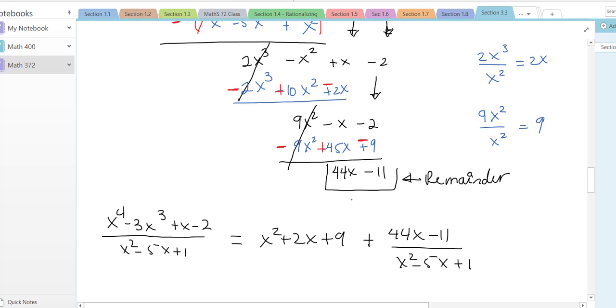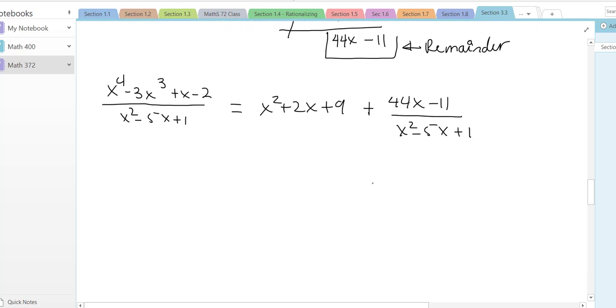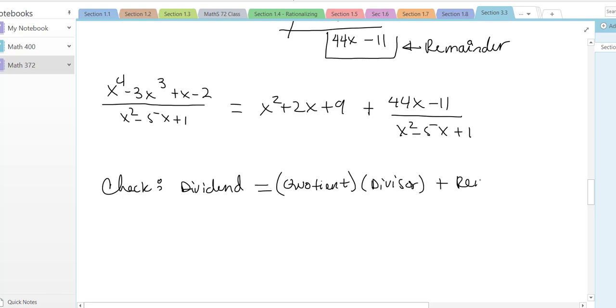So that remainder is a little concerning. I am a little hesitant to see if this is the right answer, just because that remainder looks a little bit weird. But we know we can check our answer, right? To check our answer, I know that the dividend should equal the quotient multiplied by the divisor plus the remainder. The remainder is just the 44x minus 11.